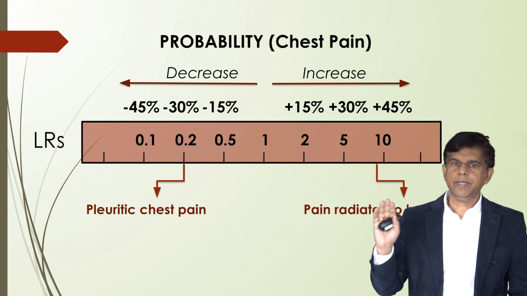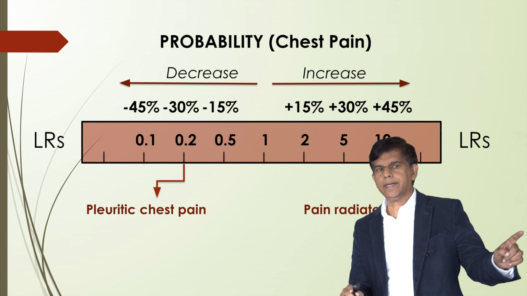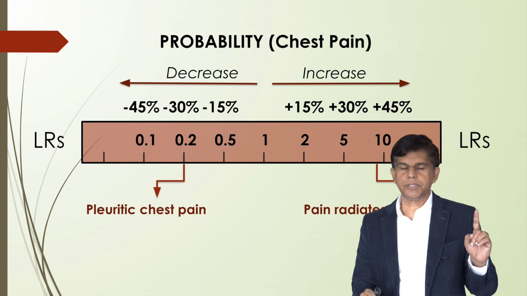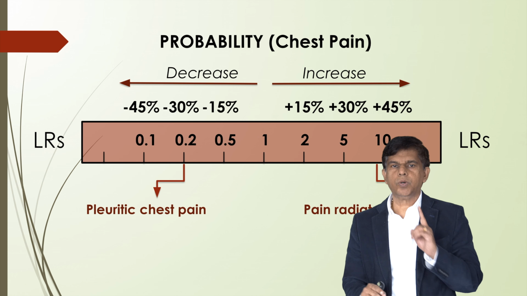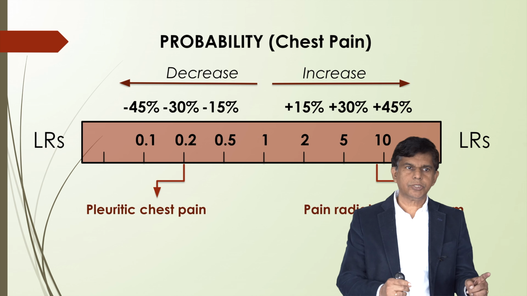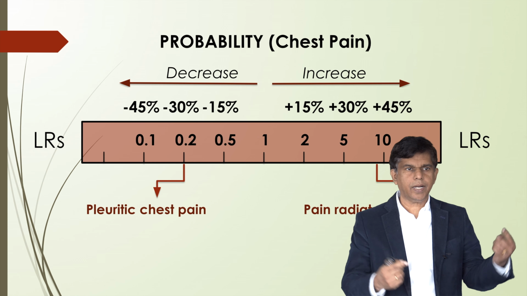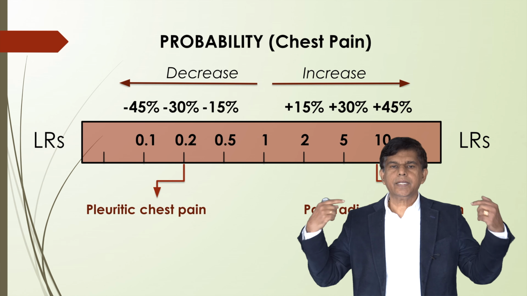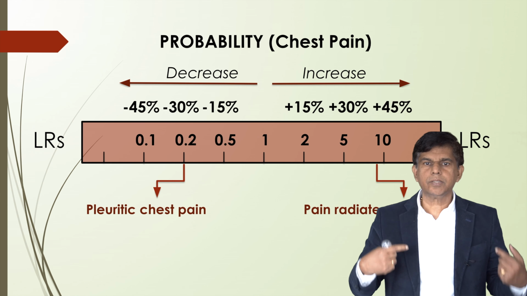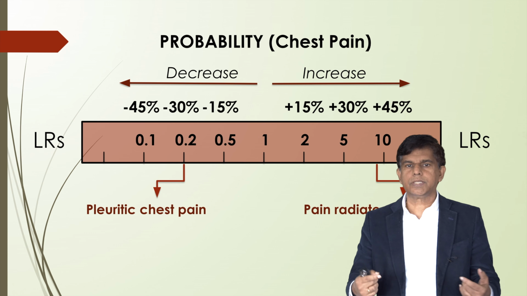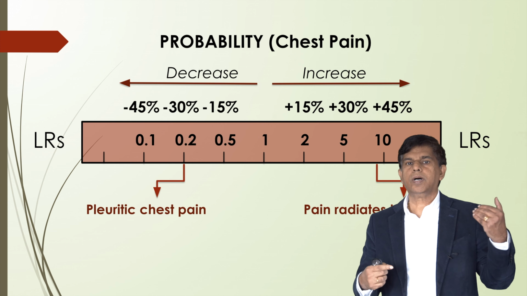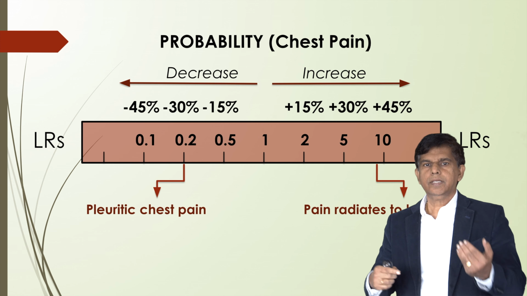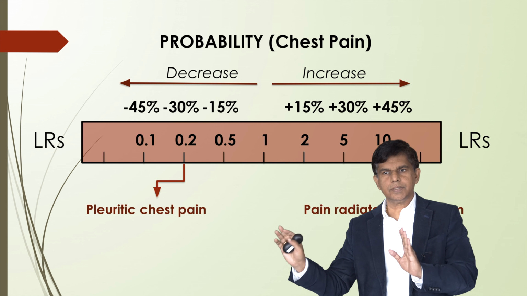On the right side, we have positive likelihood ratio. On the left side, we got negative likelihood ratio. So if you look at it, chest pain radiating to both arms, and somebody comes into the emergency room, or somebody tells you, look, I'm having pain radiating to both shoulders, my likelihood ratio is close to almost 10, okay? That means my probability is going to go up almost like 45%. So that's on the right side, positive likelihood ratio.